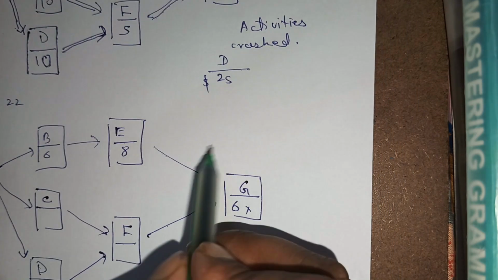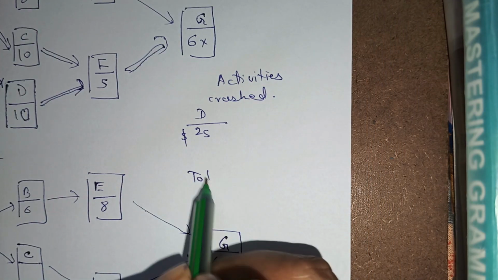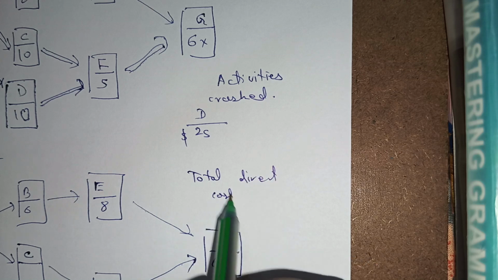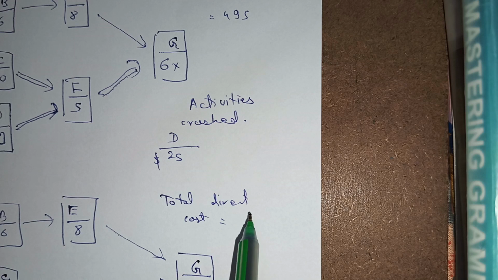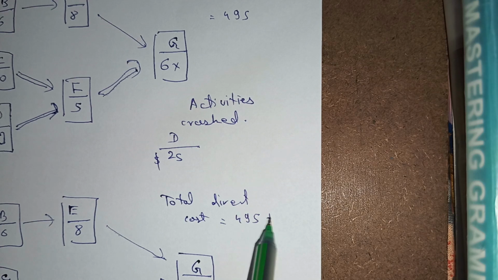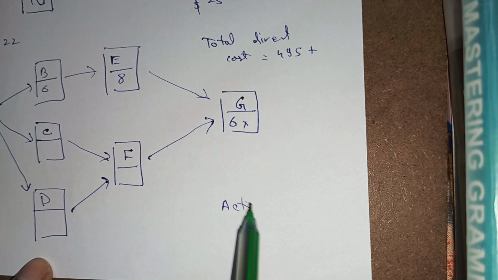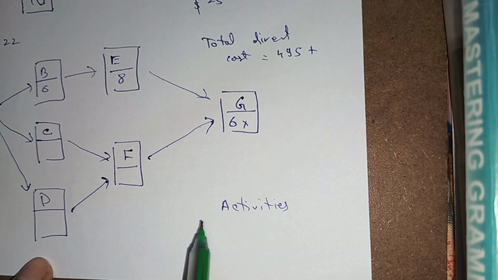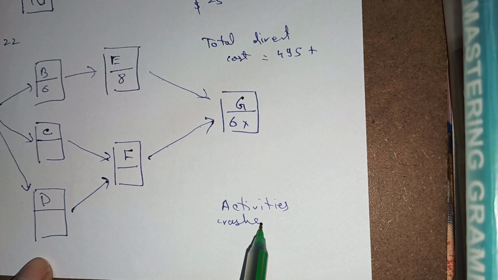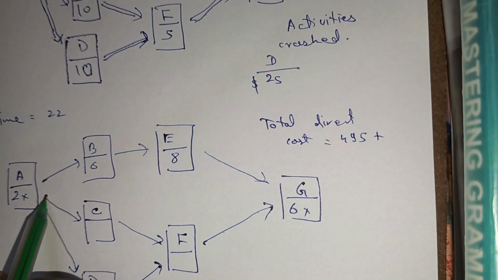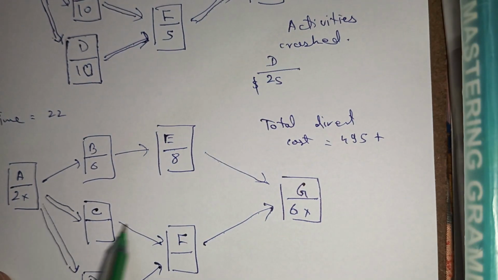Okay, so total direct cost is 495 plus something, and the activities crashed. We will see which activity can we crash. Okay, so this is our longest path, this is also a longest path.